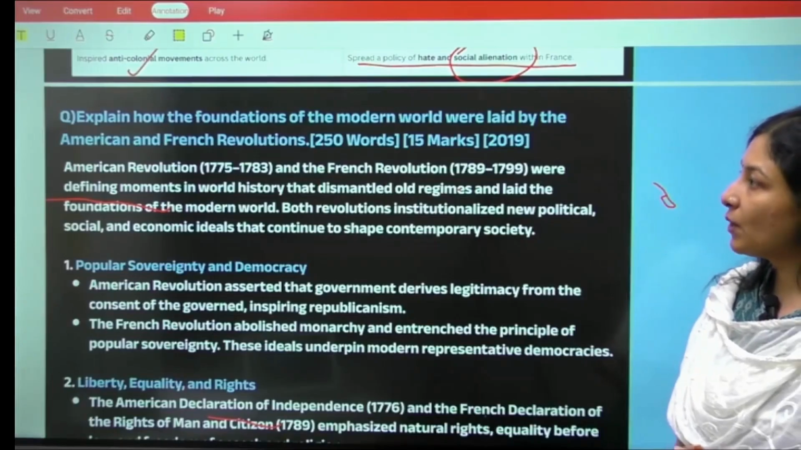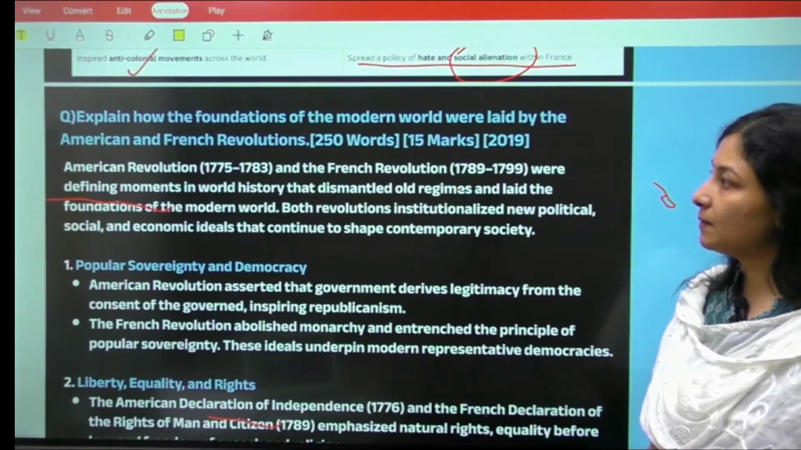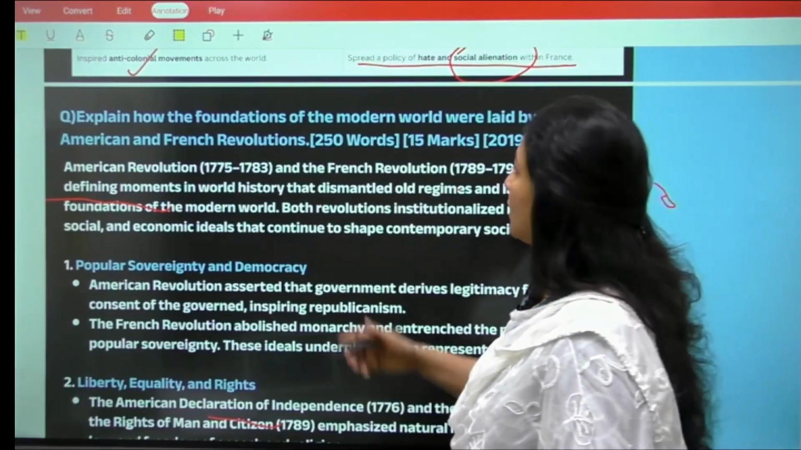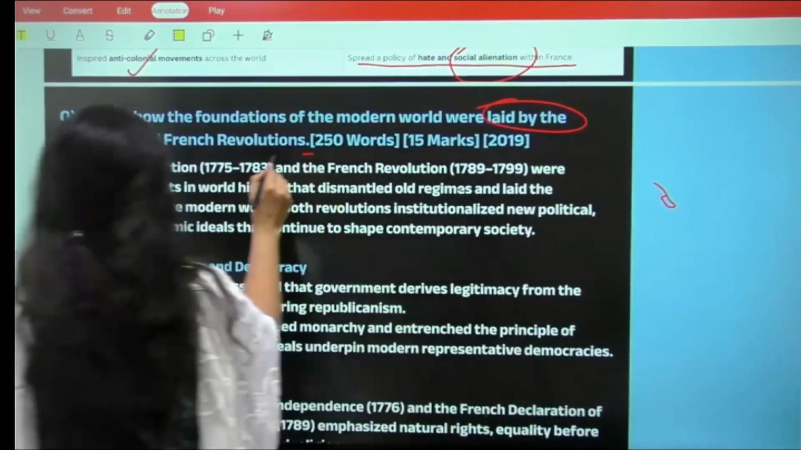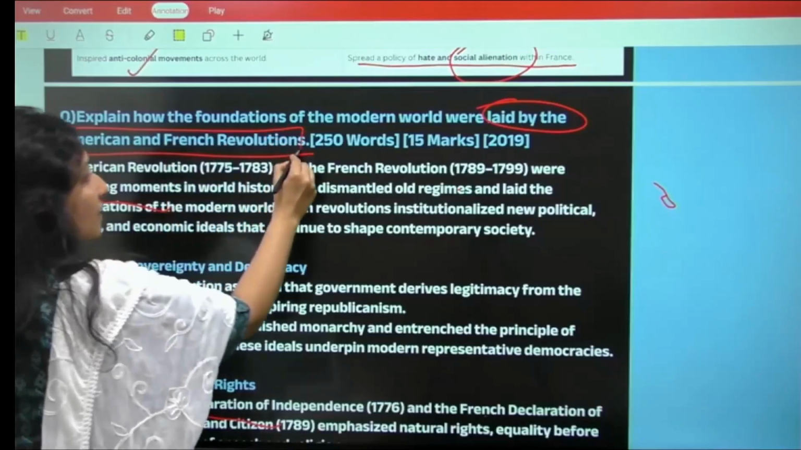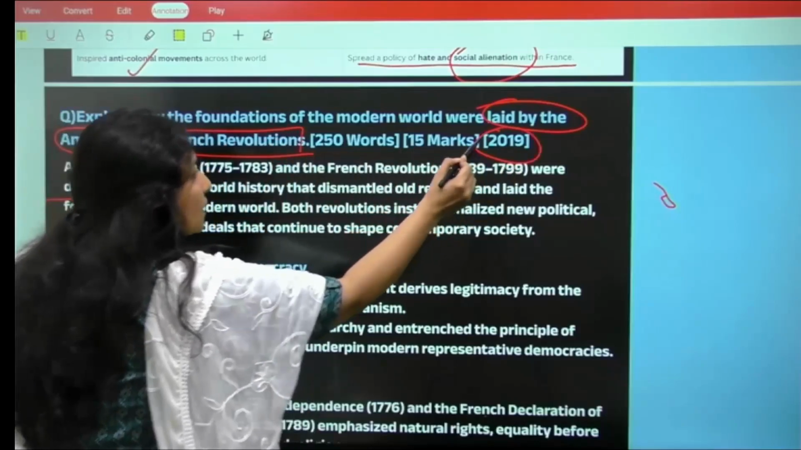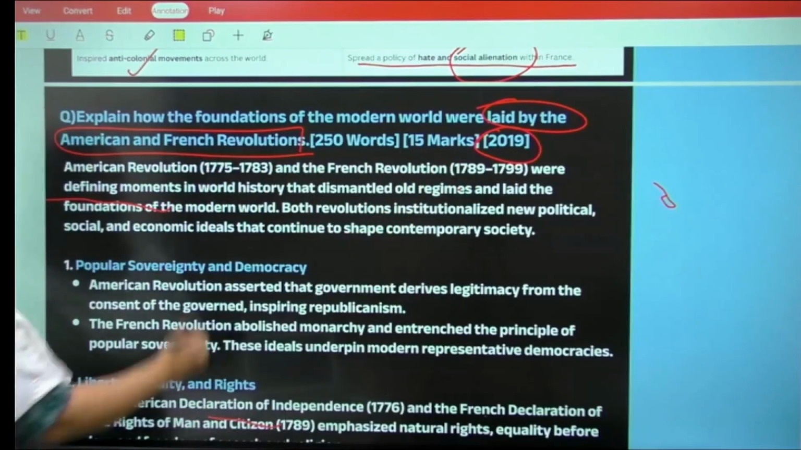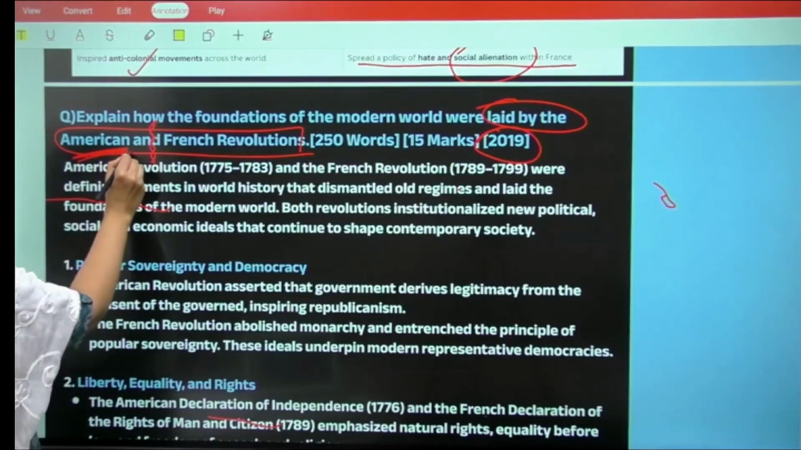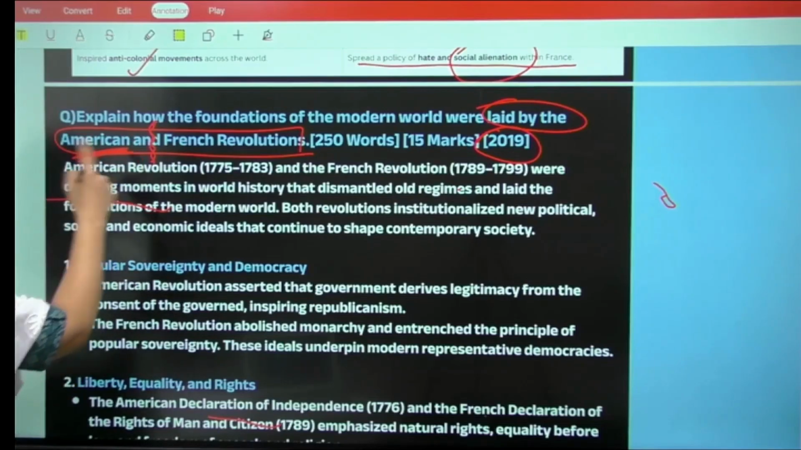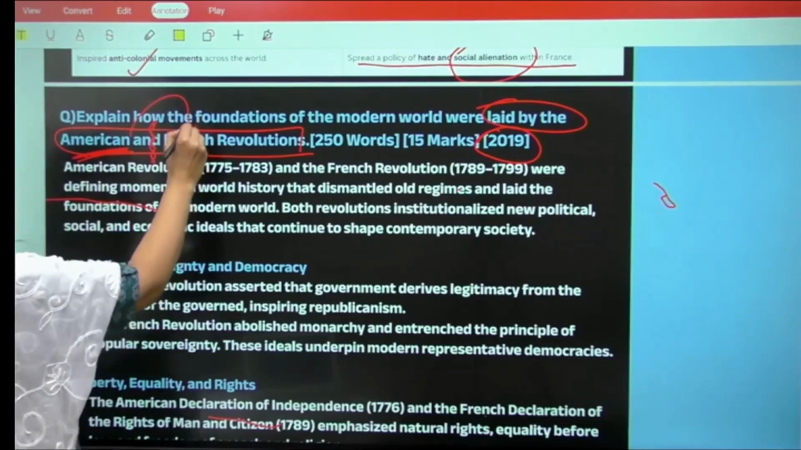So this was the question they asked in a previous year. Explain how the foundations of the modern world were laid by the French and American Revolutions. This was asked in 2019. So the American Revolution, okay, this had basically inspired your French Revolution.